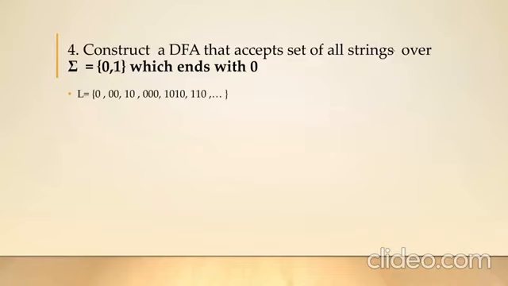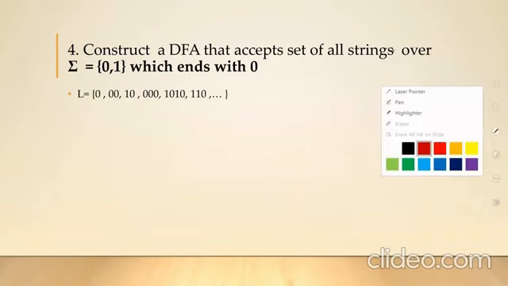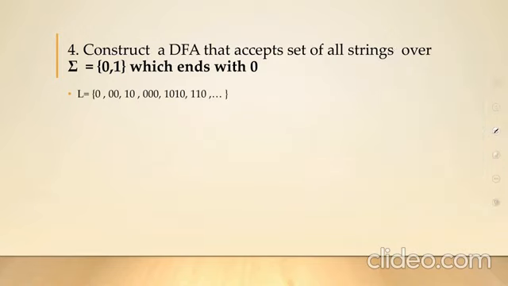We'll go to our next problem, a DFA which accepts a set of all strings over sigma 0, 1, and the string should end with 0. They're not telling anything about the length. The only thing is they're telling it should end with 0, which means it will be an infinite language. You can think about 0, 0, 0, 1, 0. Anything which ends in a 0 is acceptable. Anything which ends in a 1 is rejected. So this is what needs to be done.